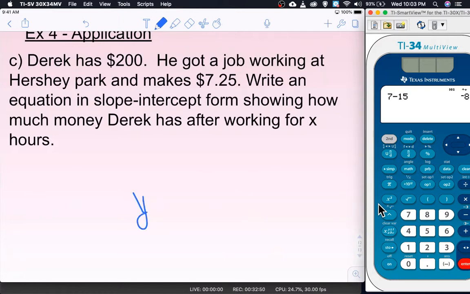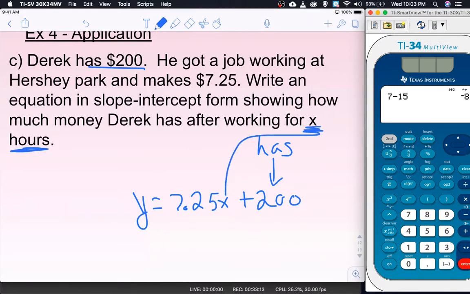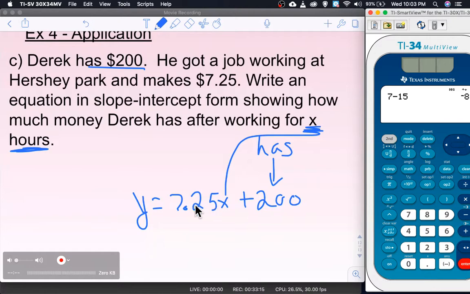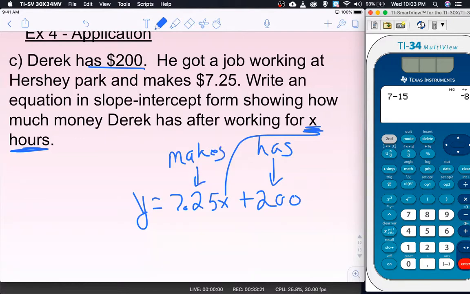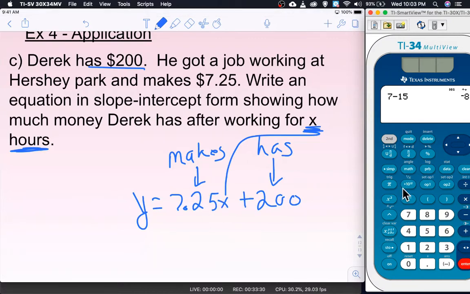Okay, the final answer should be y equals 7.25x plus 200. So this is how much money he has. He has $200 at the beginning of the problem. There it is. And then x is our hours variable, for x hours. For each hour, he's making another $7.25. So we take 7.25 times the number of hours. That's how much money he earned. And we're going to add that to the $200 he already has.